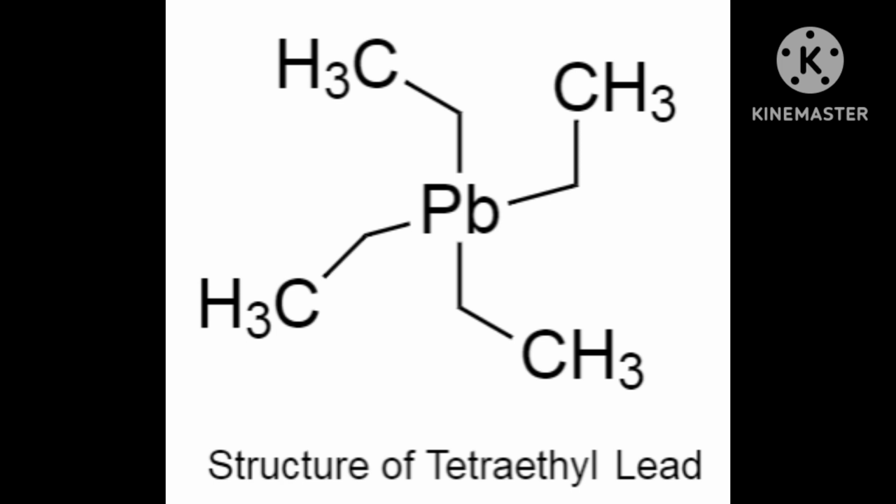Next example is 3-ethyl pentane, its octane number is 65. And 2,3-dimethyl pentane, already I told you, 75. And 2,2,4-trimethyl pentane, that is isooctane, its octane number is 100.